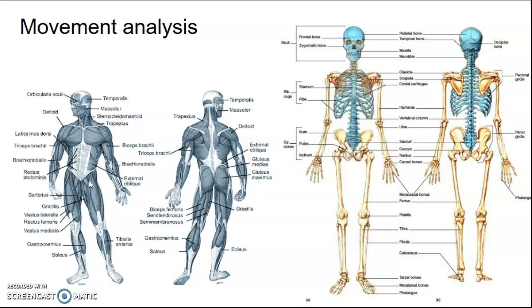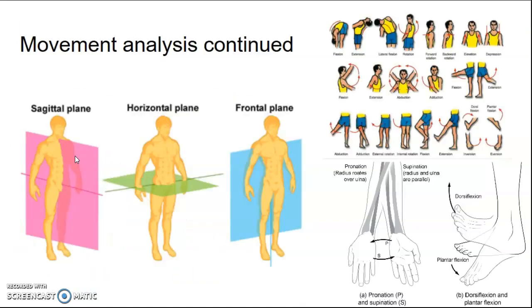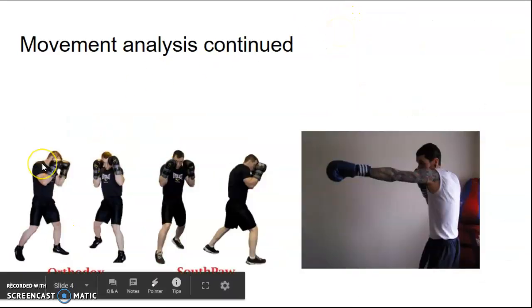hip flexor. As you get up the body, the abdominal rectus abdominis are contracted, as well as the external obliques and the gluteal medius. This causes flexion at the hip, at the waist as well, which allows the body to stay upright as seen in these photos.